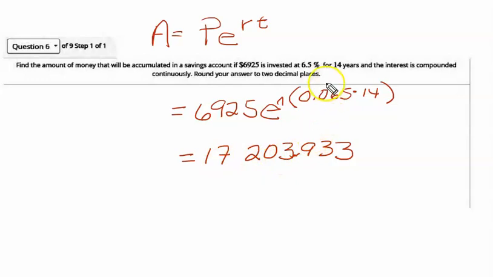So rounding it to 2 decimal places, we see our third decimal place is a 3, so we drop that. And this is our answer in dollars. This is our future amount after 14 years.